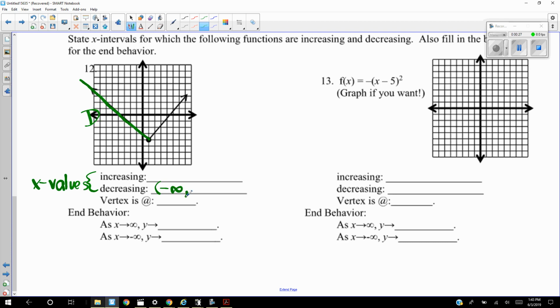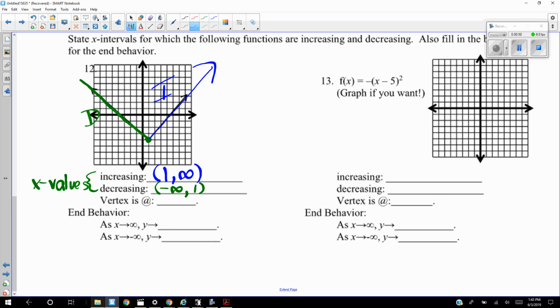It stops decreasing right here at this point, and that x coordinate is 1. And then, of course, from there, it is going uphill from left to right. So that is the increasing section. So it starts increasing from 1, and it does not stop increasing. So the rightmost x value is positive infinity.